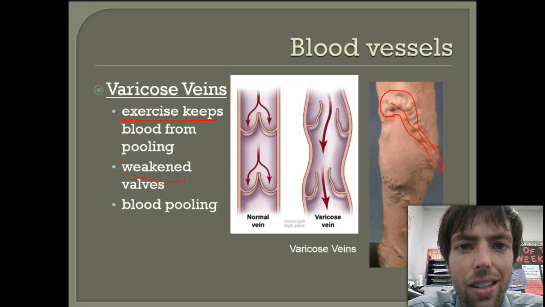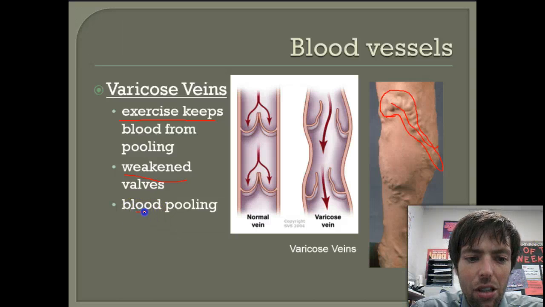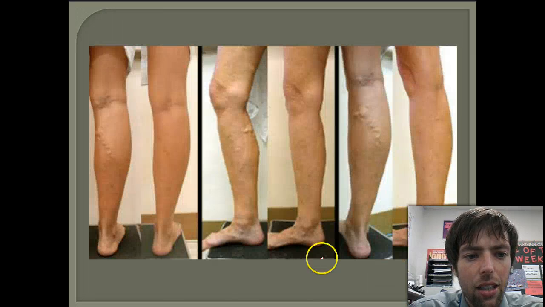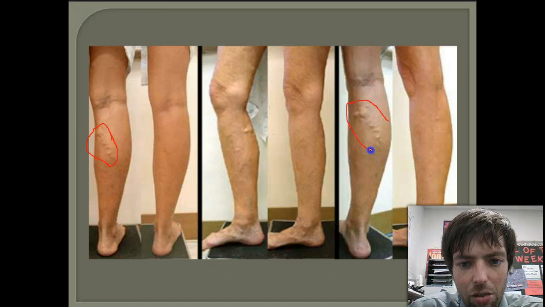So exercise keeps your veins from going poorly when your valves get weaker, and like all things, sometimes when you get old, they just get weaker and blood starts to pool and you get these really veiny veins. So write this section down about varicose veins. Valves not working, you don't want them. Here's some other lovely pictures of varicose veins I know you'll enjoy. There's some nice ones right there. There's some real nice veins right there.